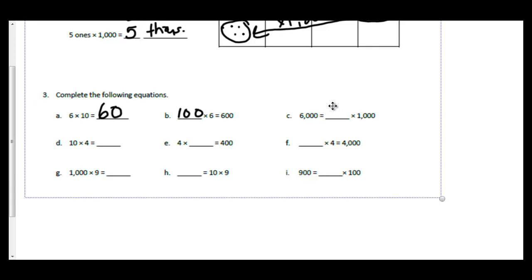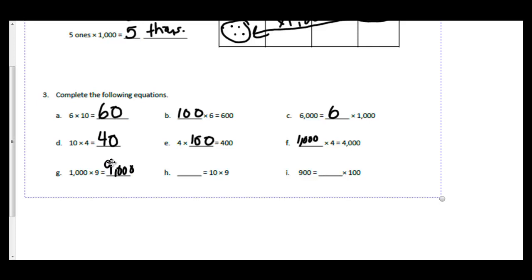6,000 equals 6 times 1,000. 4 times 100 equals 400. 4 times 10 equals 40. And then 4 times 1,000 is 4,000. If you haven't done any by yourself, try to see if you can do this bottom row by yourself and then check back.